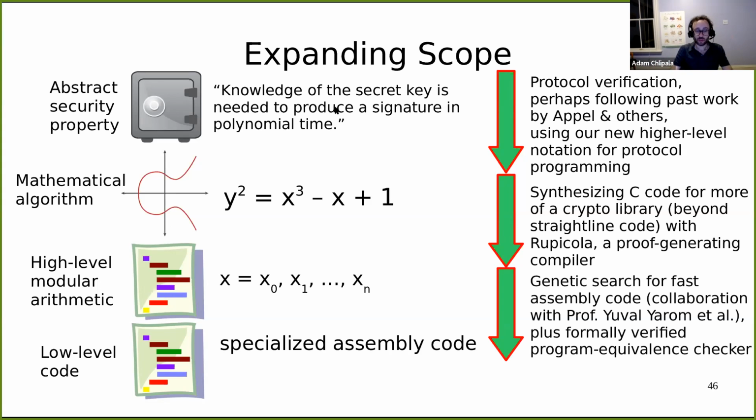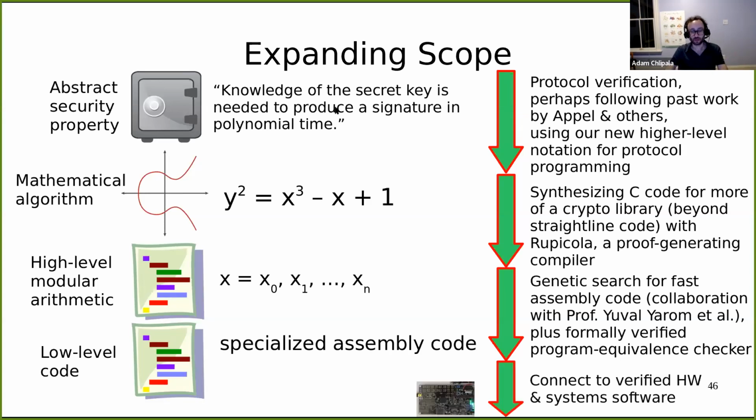And to close the performance gap with assembly code, we're collaborating with Professor Yuval Yoram and others at the University of Adelaide to apply genetic search. This might be related to that super optimization question in some sense. Genetic search to find the best assembly code that computes a particular function by mutating known good examples and connecting that to formally verified equivalence checking to show that the assembly program we find really does compute the same mathematical function as the code we started with.